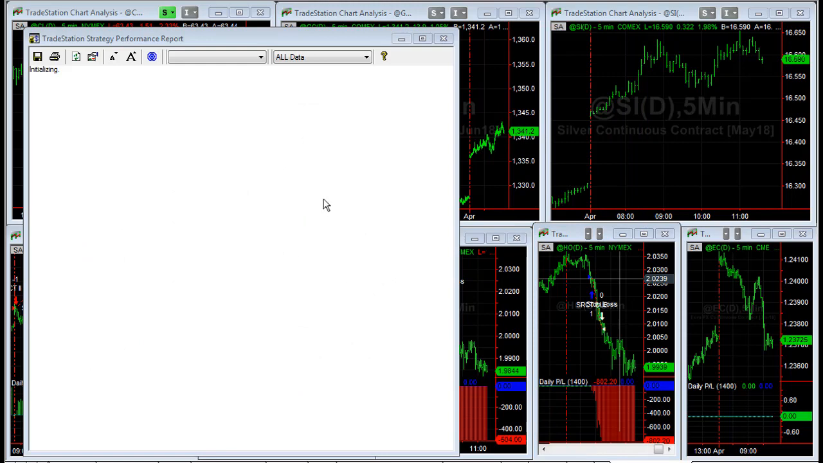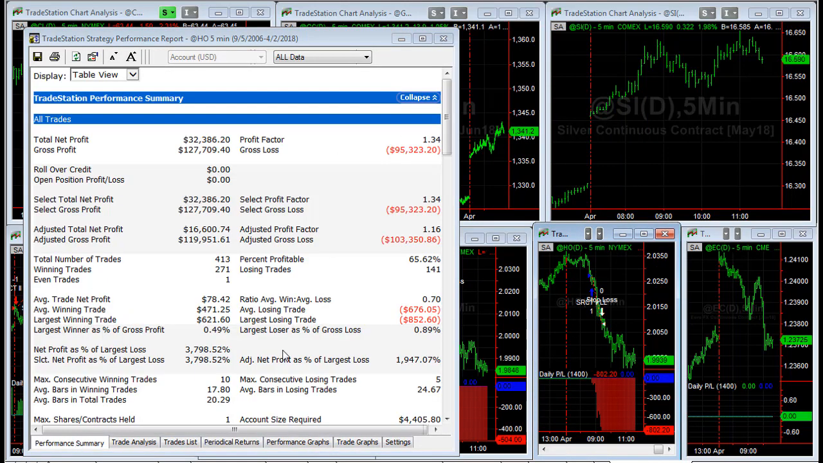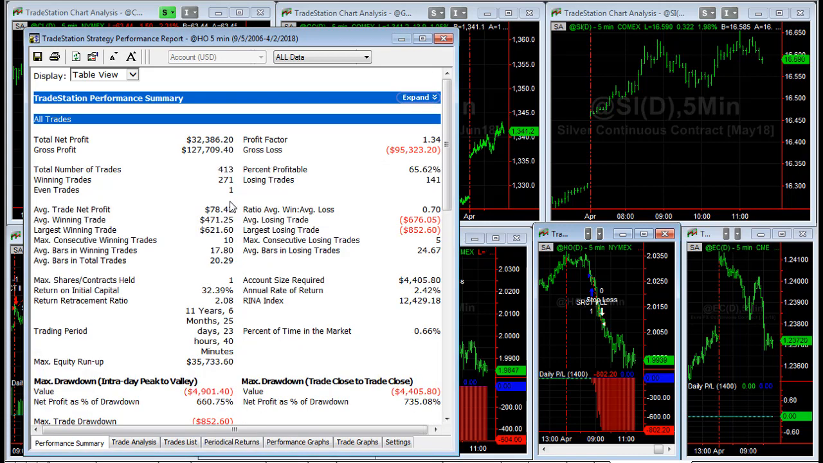Heating oil, here is heating oil. It's choppier and less average trade profit than RBOB.